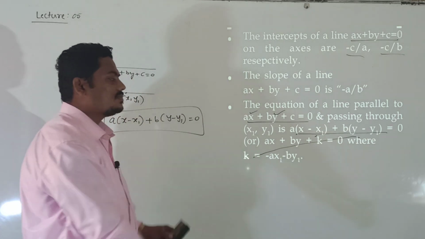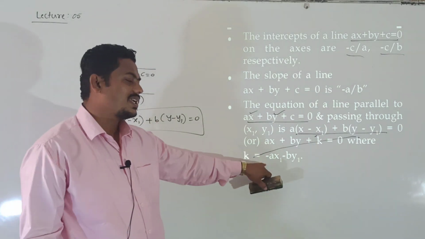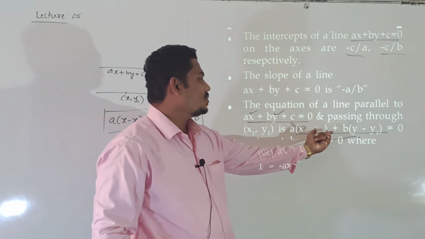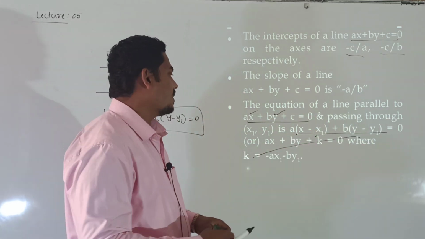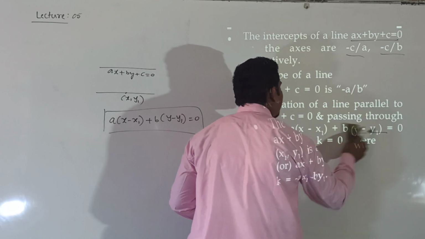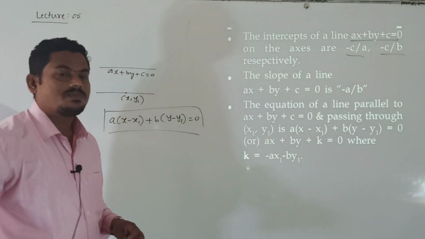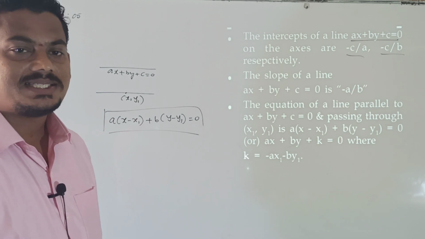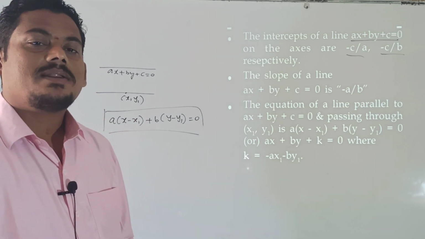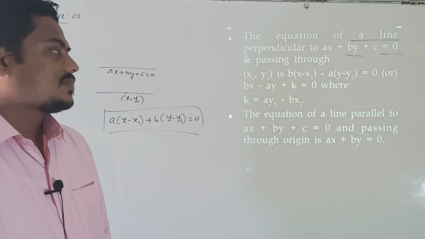No need to remember this formula. It is somewhat complicated, right? Just remember this one: a into x minus x1 plus b into y minus y1. The equation of the line parallel to ax plus by plus c equal to 0 and passing through the point x1 comma y1 is a into x minus x1 plus b into y minus y1.